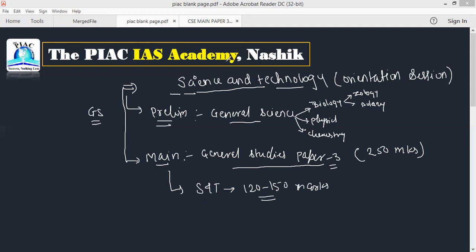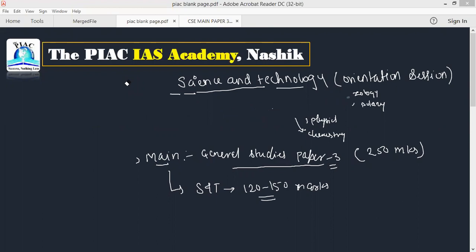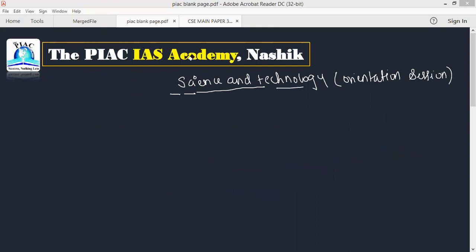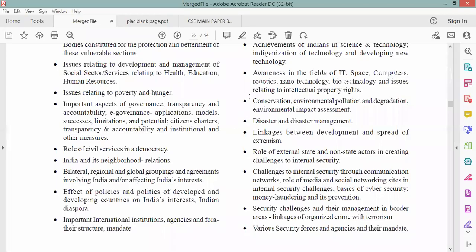Now we will deal with the syllabus of mains. Because our session is just on science and technology, we will deal with the syllabus of mains topics only. First of all, you should know the syllabus of mains. So see here, this is the syllabus of your mains.